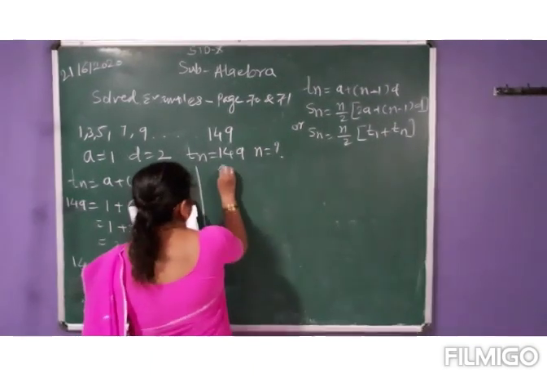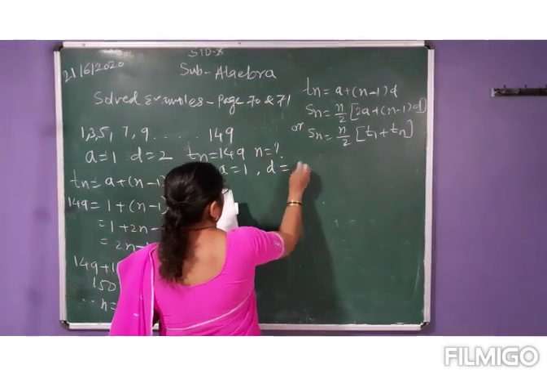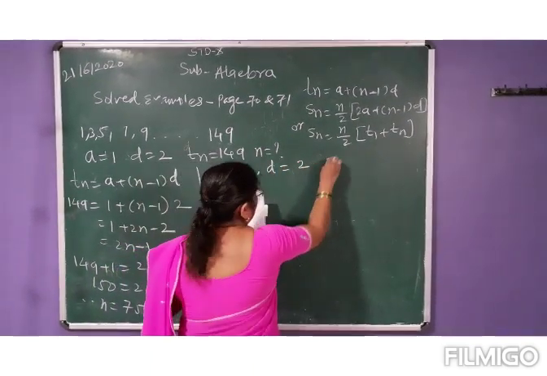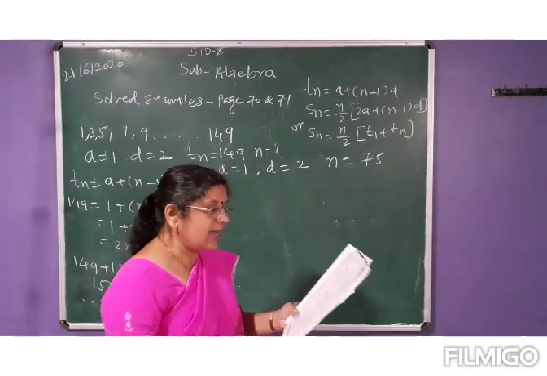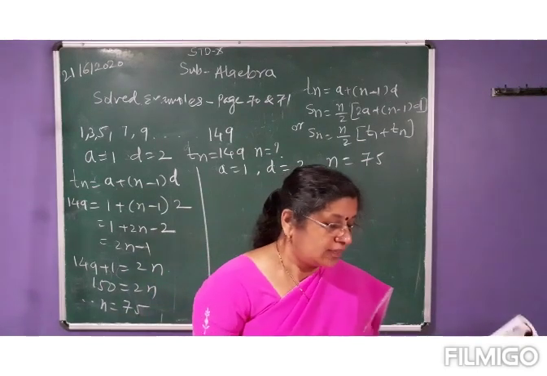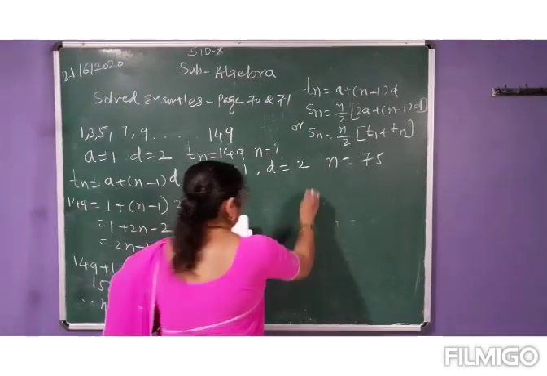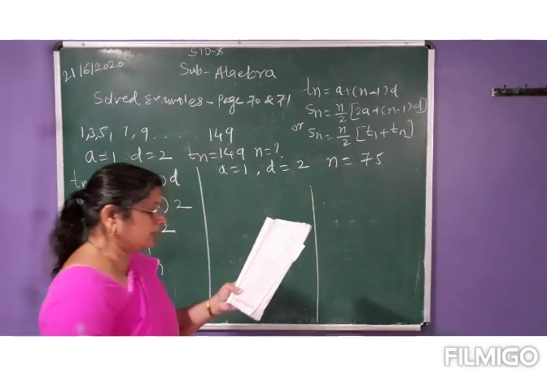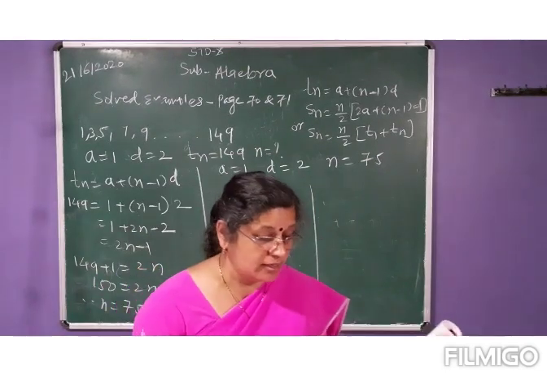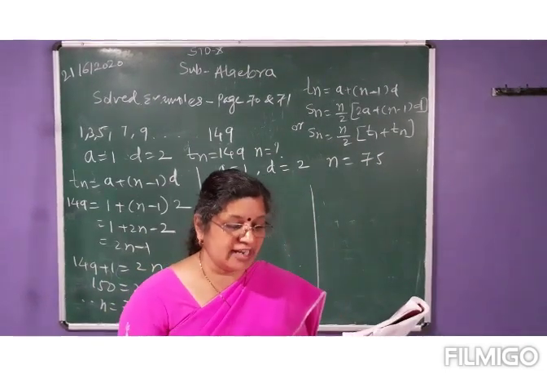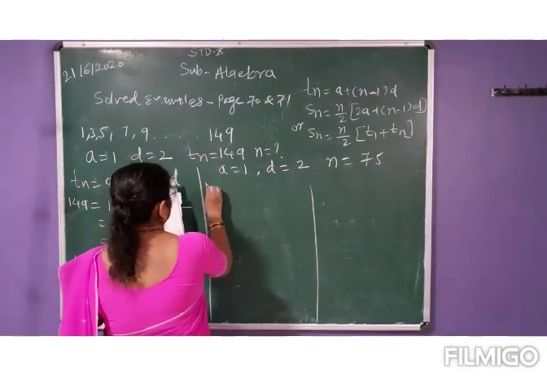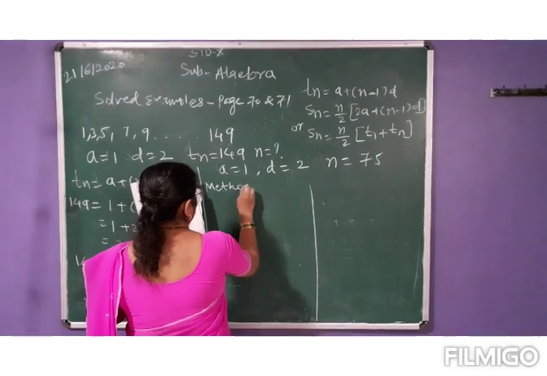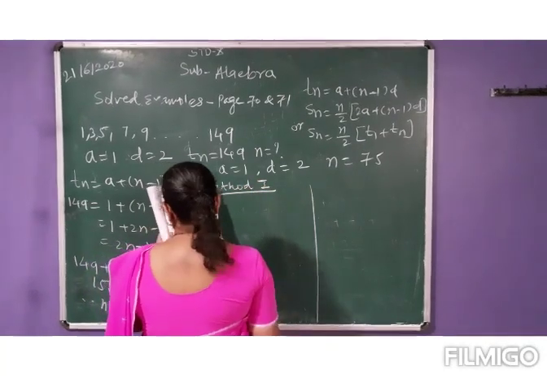So I got a is equal to 1, d is 2, and n is 75. And what I want to find out is S75, correct? So there are two methods for that. Now see, on page number 71 of your book, this question can be asked as an activity based question, right? Because the blanks, the boxes, are given. So there you have to write. Now we will see the first method.